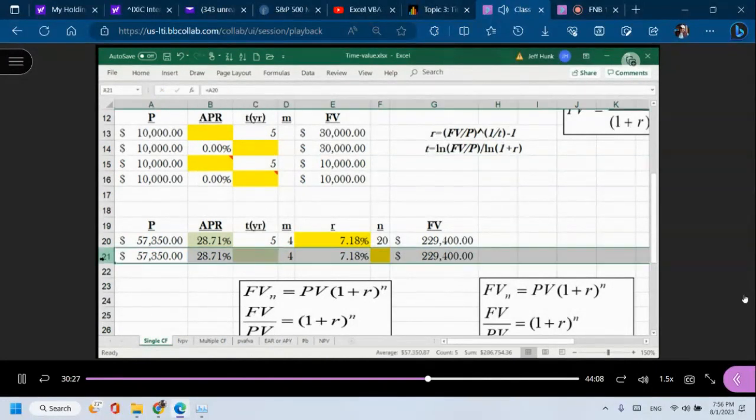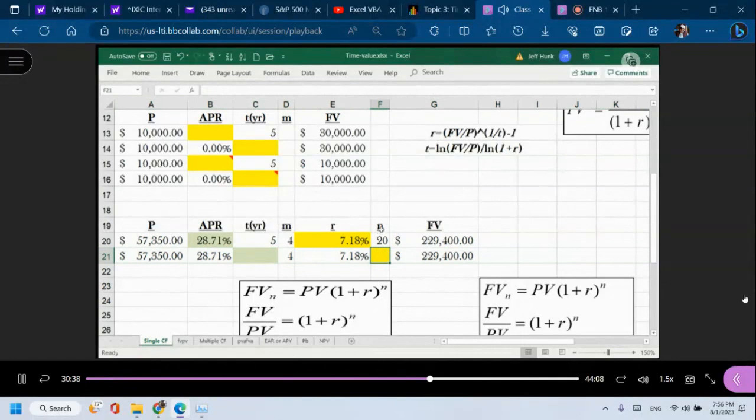So row 21. And row 21 is the paired problem. It's paired with number 20, so we already know the answer. N will be 20, T will be 5. But then we want to confirm that, right? So how do we confirm that? Well, using the formula for N, so what is it? Natural log of FV over PV, and once again, FV, we cannot click it in, so I'll type in G21, and then over P, or natural log of 1 plus R.